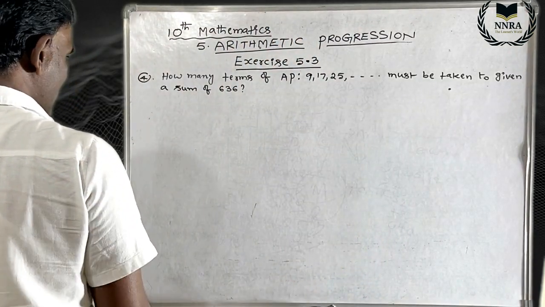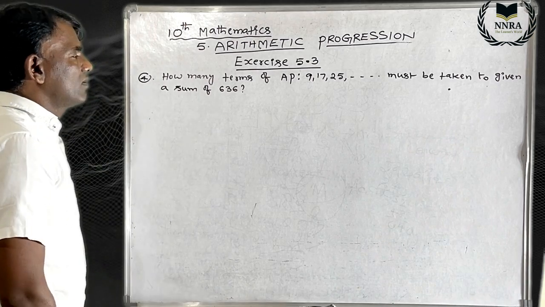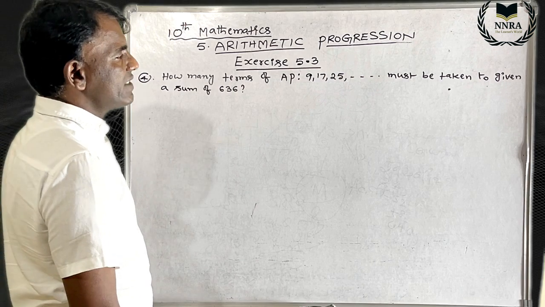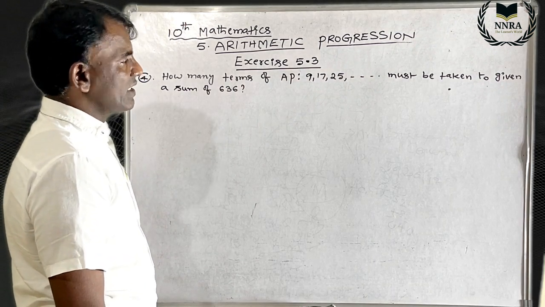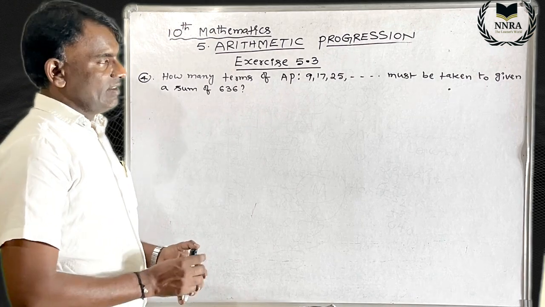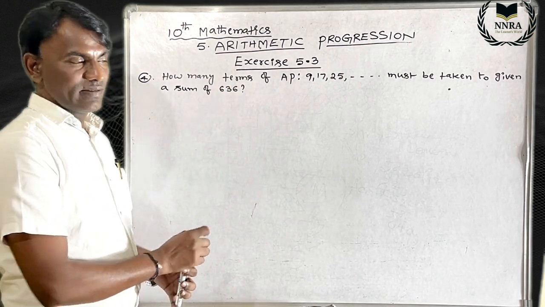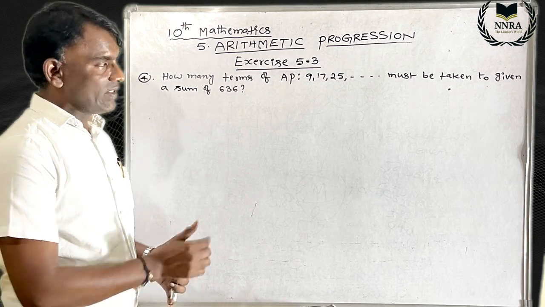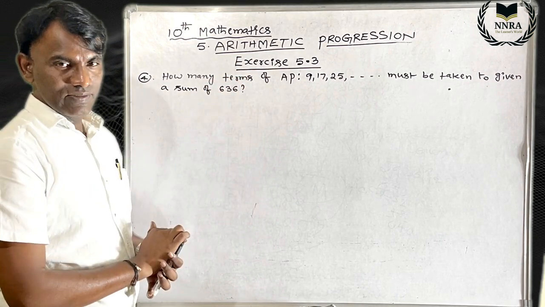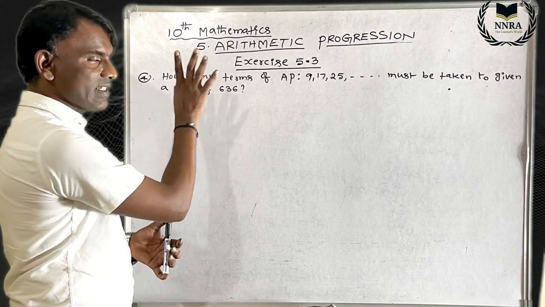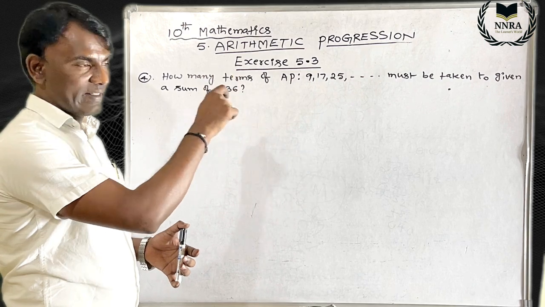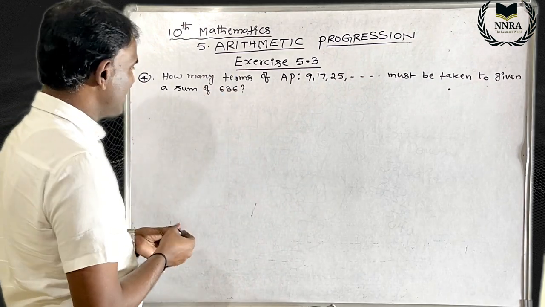Okay, now see this fourth question. How many terms of AP 9, 17, 25 and so on must be taken to give a sum of 636? Means AP is given, Sn value is given. By using the given AP, we write a value, d value, right? And this is about Sn. And by using Sn formula, we find the value of n. That is the meaning of this question. Clear?